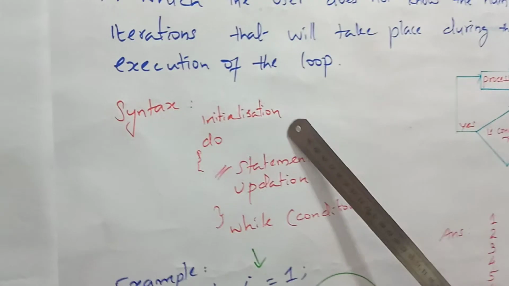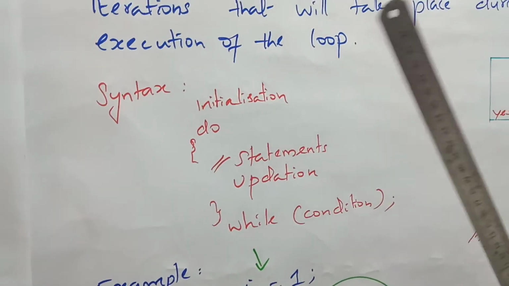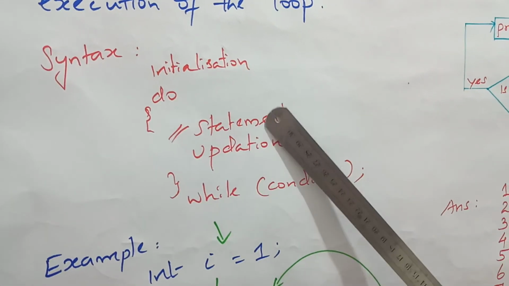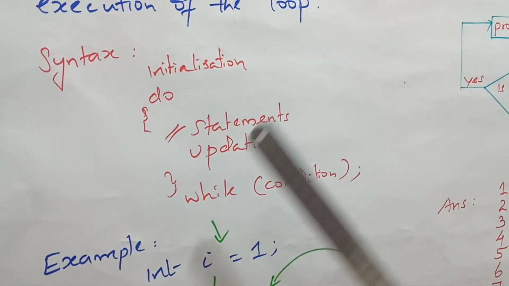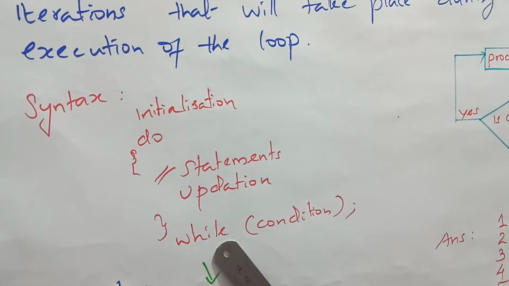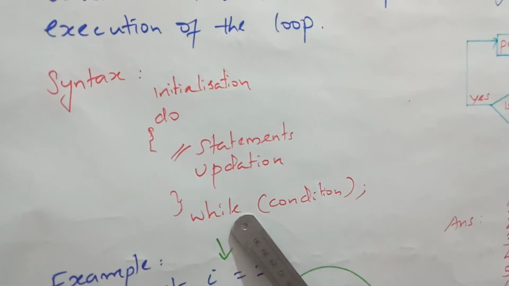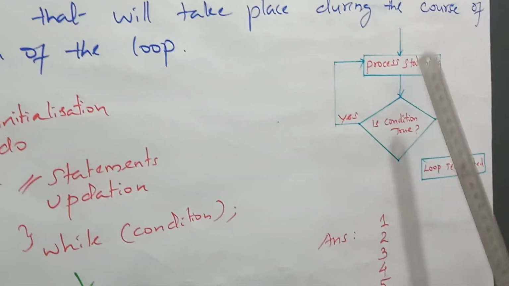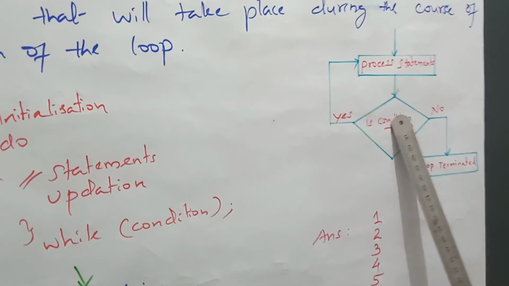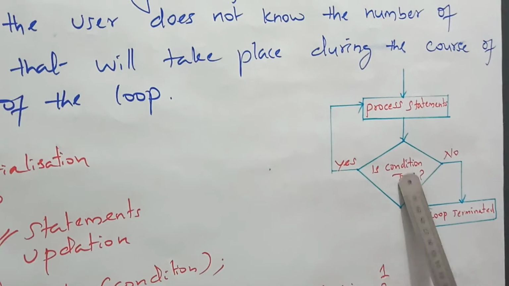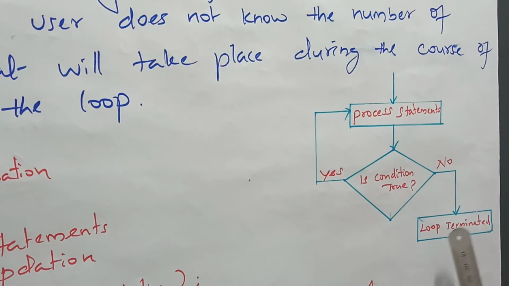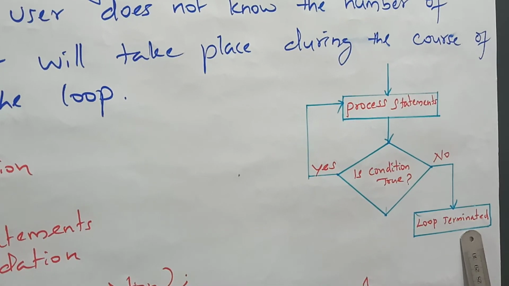So the syntax of this loop is first initialization, then do, and the body of the loop. What do you have to write? Statement and updation. After that close the curly bracket, then at exit time you have to check the condition, while condition. And the flowchart of this loop is process statement, then you have to take the decision box, where you give the decision: is the condition true or false, yes or no, then after that the loop will be terminated.